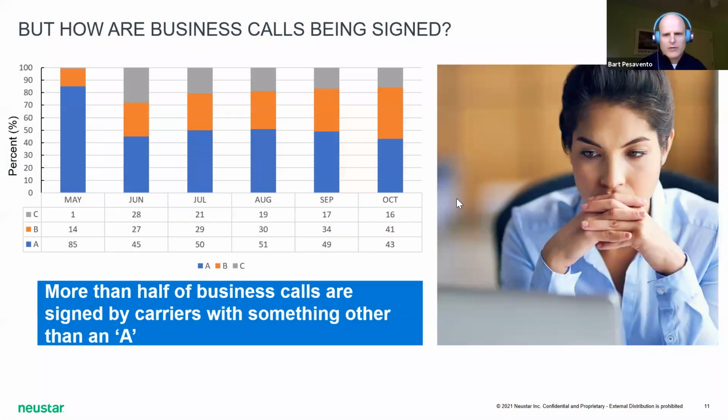So how are enterprise calls being signed? Well, unfortunately, more than half of the business calls that we see are being signed with something other than an A. So most of these calls are not going to receive the check mark if you're getting anything other than an A. And the feedback we're getting from analytics providers is that they suggest anything other than an A is more likely going to be a robocall. That attestation is an input into their analytics algorithm. So they will look at how that call has been marked, and then determine how that call is to be treated and what it will actually display on the screen.